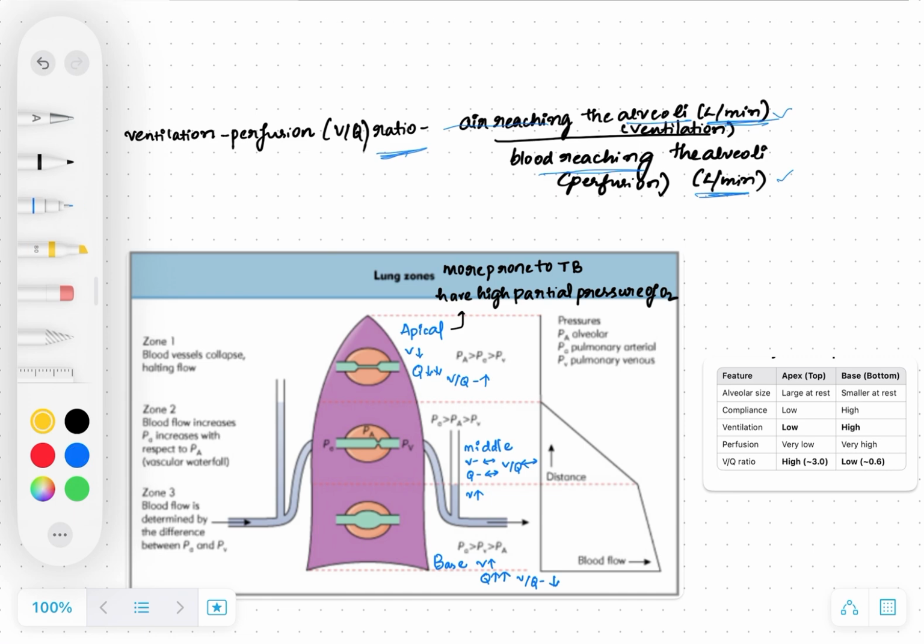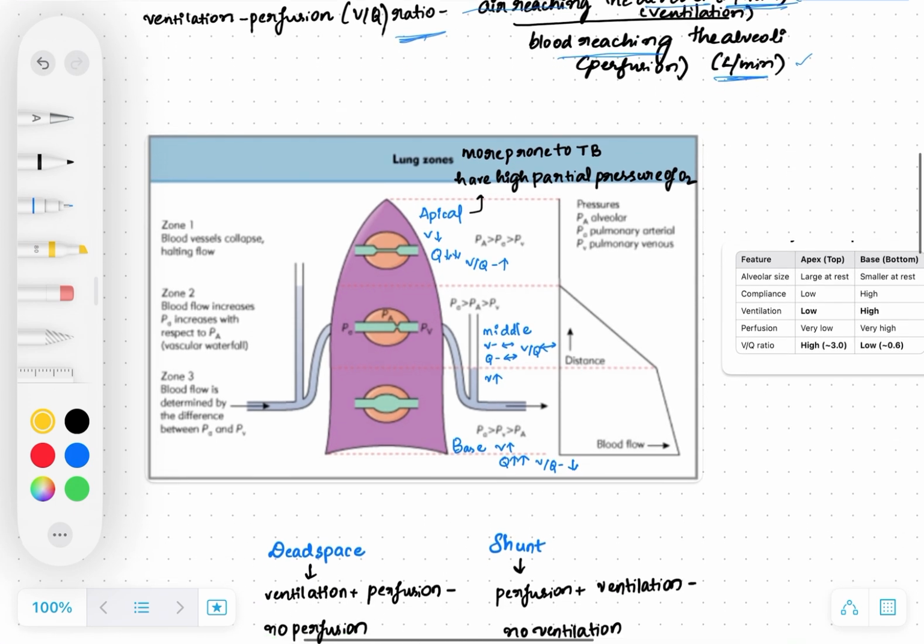Before going to the V by Q ratio of the lung, we have to know the zones of the lung. It is divided into zone 1, 2 and 3. Zone 1 is at the apex, zone 2 is the middle zone, and zone 3 is the base. We also have to know three pressures: pulmonary alveolar pressure, arterial pressure and the venous pressure.